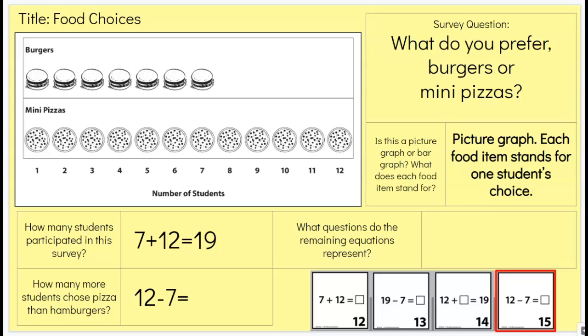Now, if you were thinking, well, this shows us the difference. This is a subtraction problem. And we know that the difference we're looking for is the difference between the 12 students that chose mini pizzas and the 7 students that chose hamburgers. Use your strategies on your whiteboards to solve this problem.